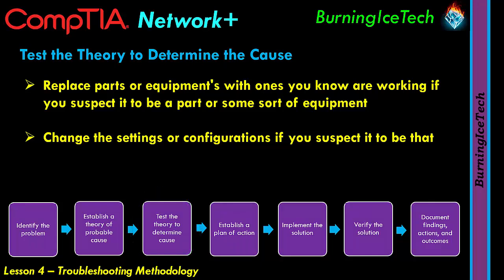So if you've tested the theory and you come to the conclusion, you know what, it looks like it might actually be what I initially thought it might be. So if it's a machine and it looks like it might actually be the power supply, or if it's a network and it looks like it might actually be the switch or the router, whatever you initially thought the problem might be, if it turns out to be that, then you move on to step 4, which is to establish a plan of action.